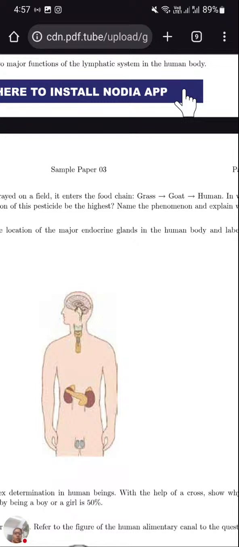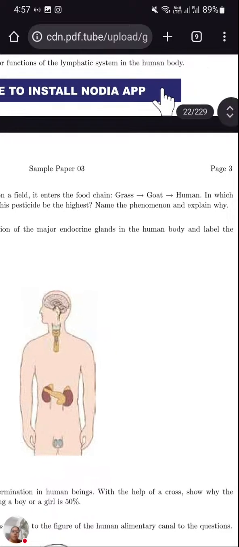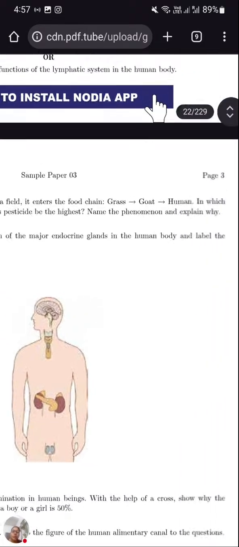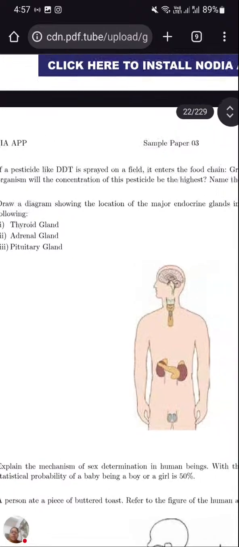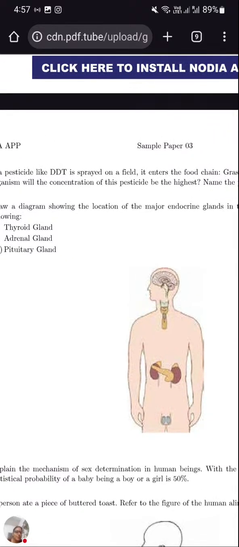So this we call biological magnification. Whatever harmful pesticides or insecticides or harmful chemicals, fertilizers, all these get accumulated on a large scale at the top trophic level, which is occupied by human beings. The question: in which organism will the concentration of these particles be the highest? The concentration of these particles will be highest in human beings as they occupy the top trophic level.